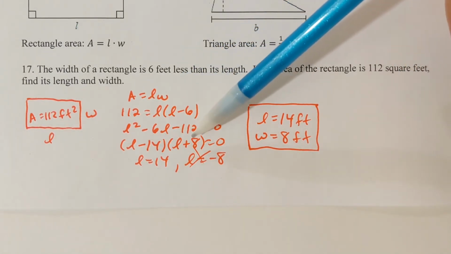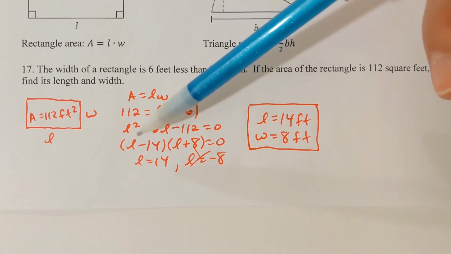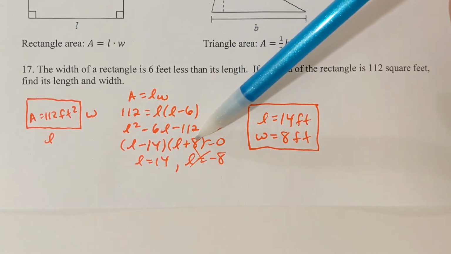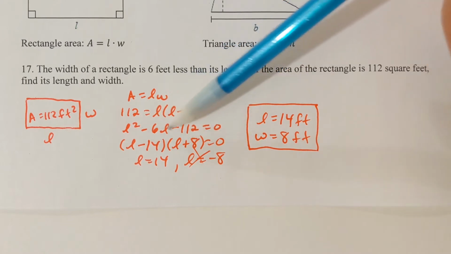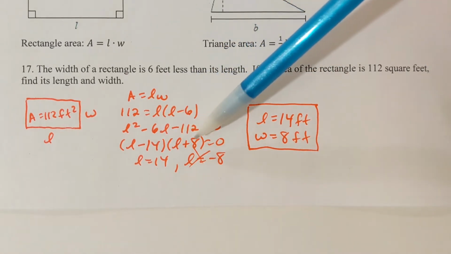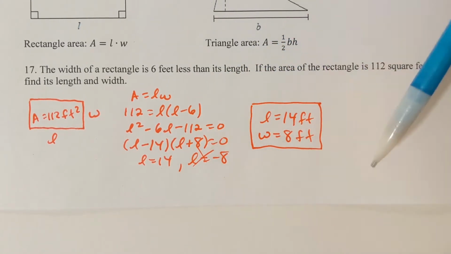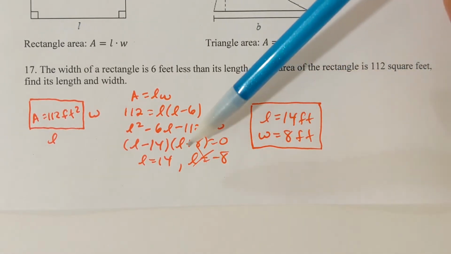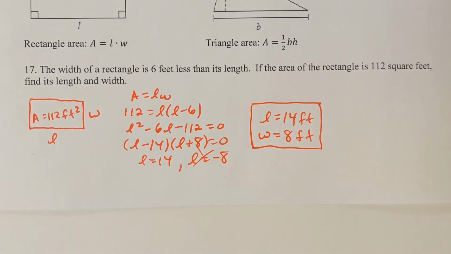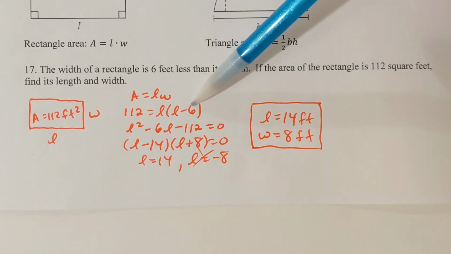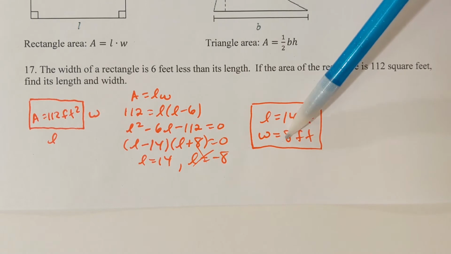Okay, this one's going to factor nicely. L minus 14 times L plus 8 would give me the line right above here. Okay, and then when I set these factors equal to 0, L equals 14, or L is equal to negative 8. Now L is the length of this rectangle, which I know can't be a negative. We're talking about distance. So throw away the negative 8 there. That doesn't make any sense. Looks like the length of this rectangle is 14 feet. The width would be 6 feet less than that. So the width would be 8 feet.